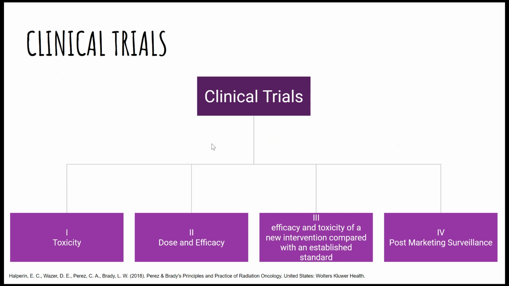Basically, there are four types: one, two, three, four. The first trial is for the toxicity of that modality, the second is for what dose and what efficacy, the third is basically a comparison with an established standard modality. That is the reason why prospective randomized phase 3 trials are the gold standard. Phase 4 is post-marketing surveillance, where once you have started giving that modality to the general patient population, we see how we are faring. So it kind of brings us back to how we decide what to give when.